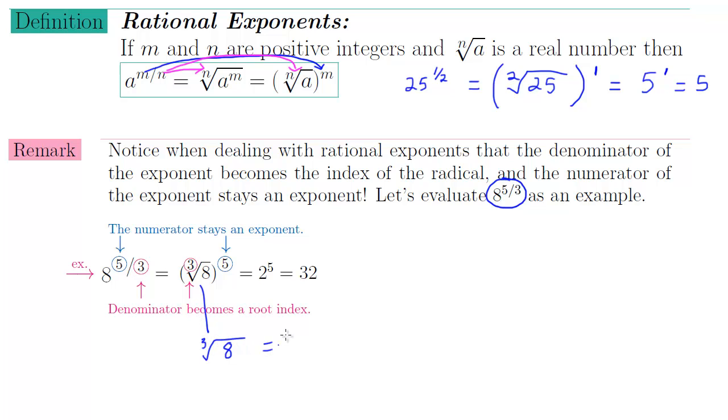And then if you calculate the 3rd root of 8, you know that 8 factors into 2 times 2 times 2, so the 3rd root of 8 is just 2, which means that altogether this expression simplifies to 2 to the 5th, which is 32. So 8 to the 5/3 is 32. Okay, that's how the definition of rational exponents works.